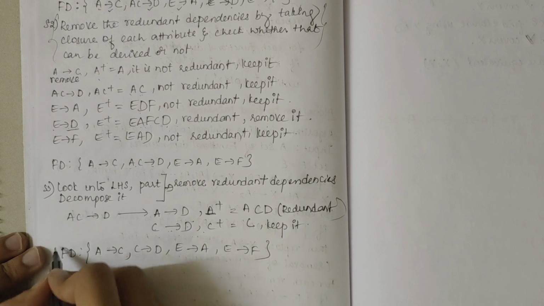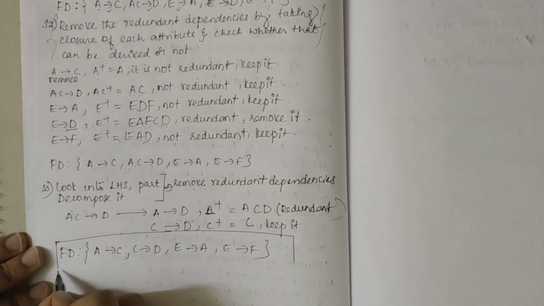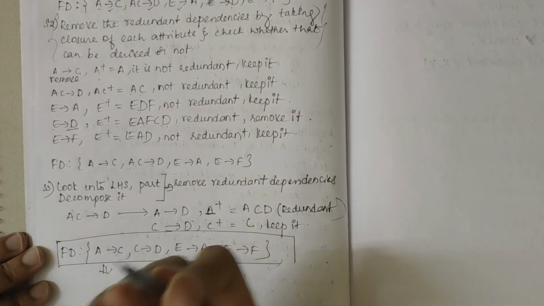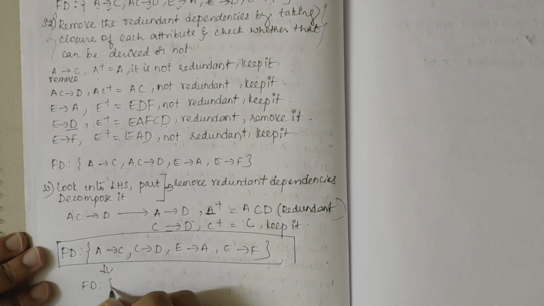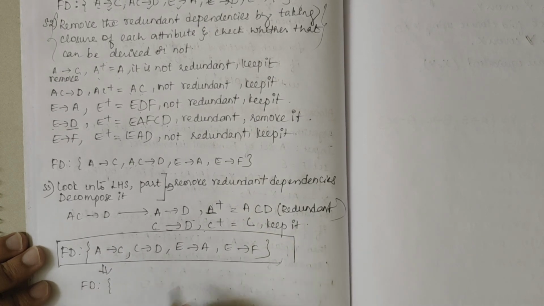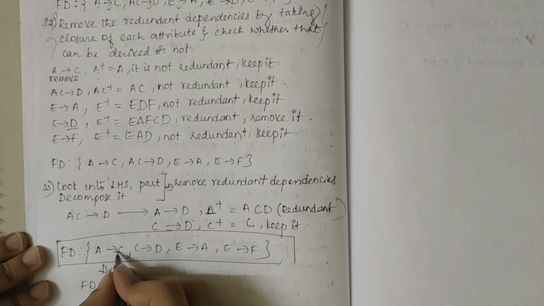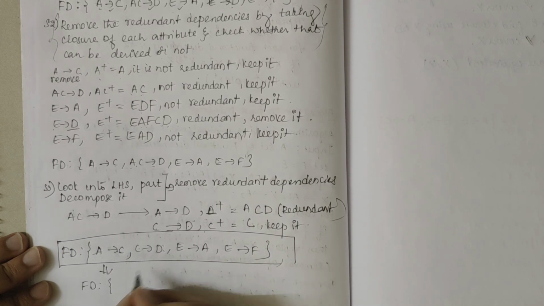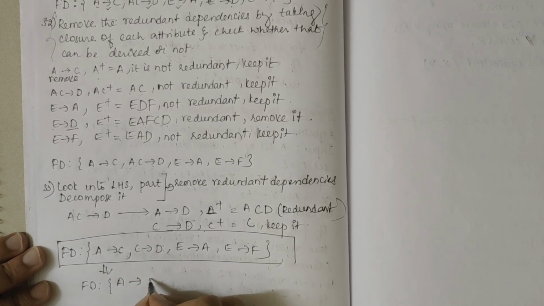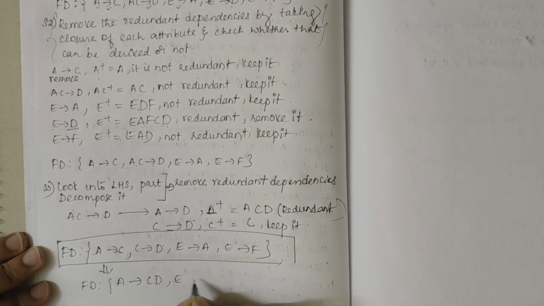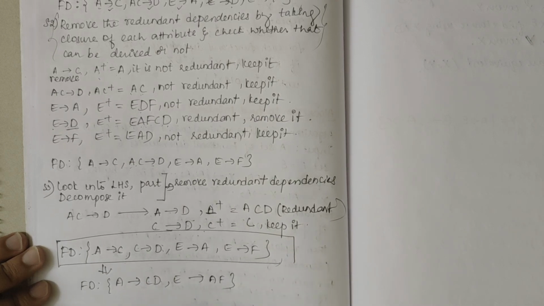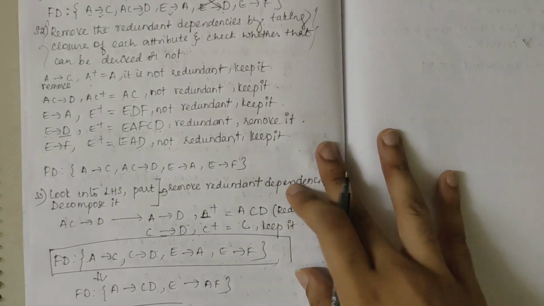Now this is the final minimal cover, or you can club the common ones, as we have two E's here. So you can club that: A determines C, C determines D, so A determines C, D, sorry, and E determines A and F. So this was about finding minimal cover.